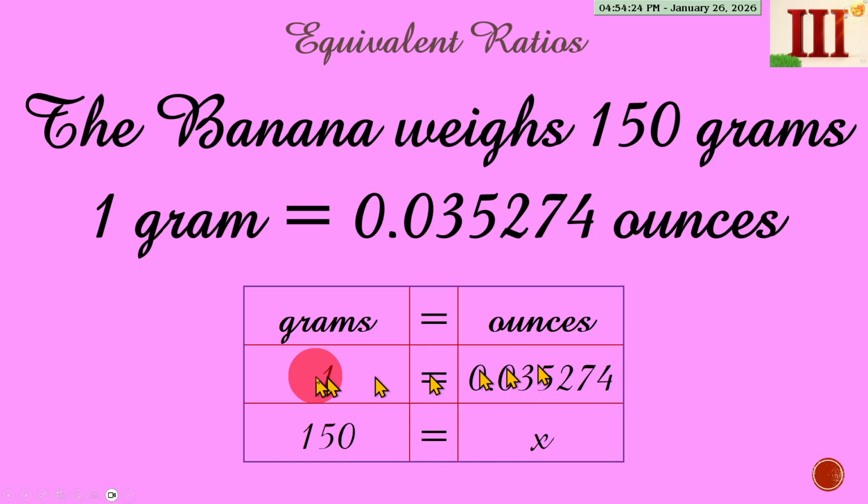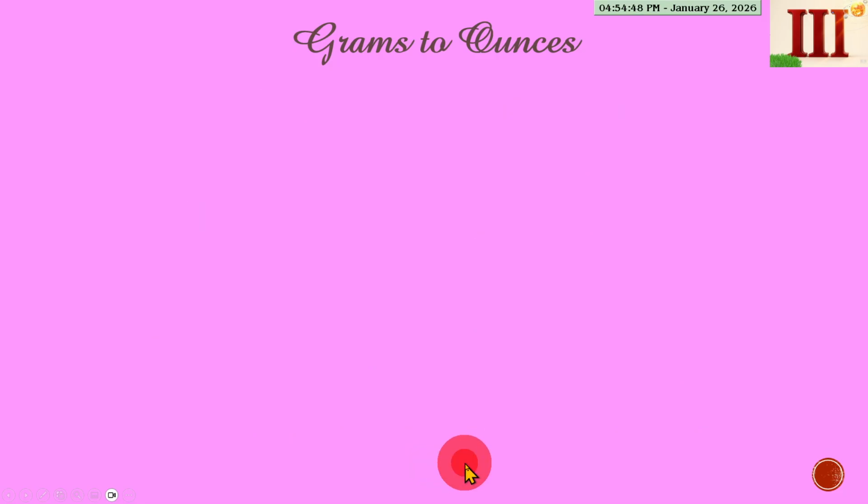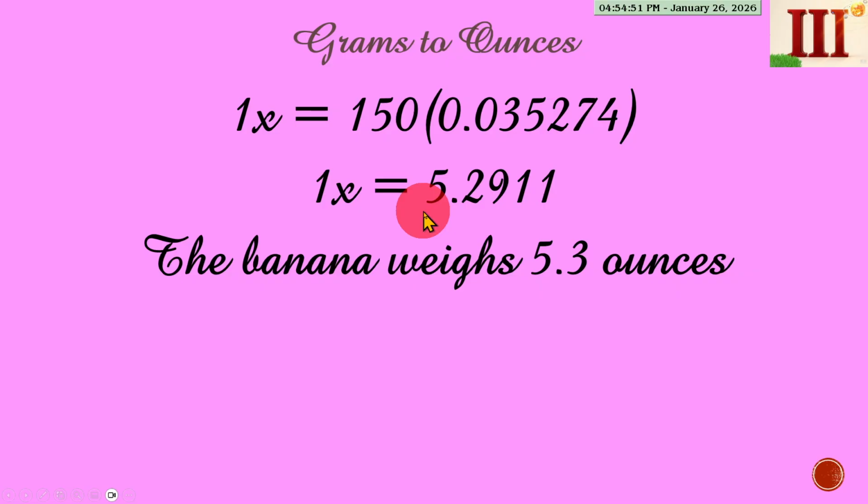And as you focus on this, you'll notice that you can now do a cross multiplication. So when we cross multiply, we get 1 over 150 and 0.035274 to X. 1 is going to multiply the X, the 150 is going to multiply this decimal number, and that is going to give us 5.29, 5.3 ounces. The ounces would be different simply because of rounding. Still, the value is still identical when we look at significant figures.